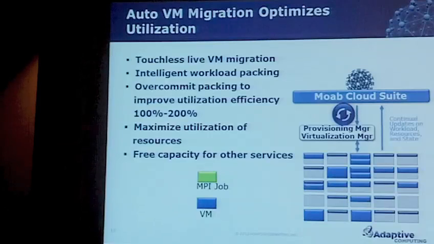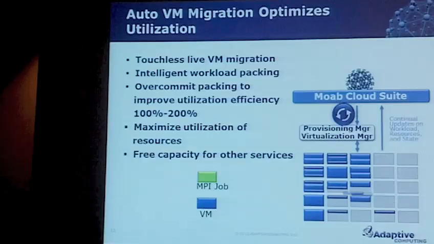So what Moab is going to do is we've got this thing called Touchless Live VM Migration. It's a funky buzzword. And what that's effectively going to do is pretty simple. It's going to start migrating those VMs into as small a place as possible. And it does this periodically in the network. Now, as you can see over here, I've now got enough space to let my MPI job run, which is fantastic. So we've now got two completely different workloads running side by side.